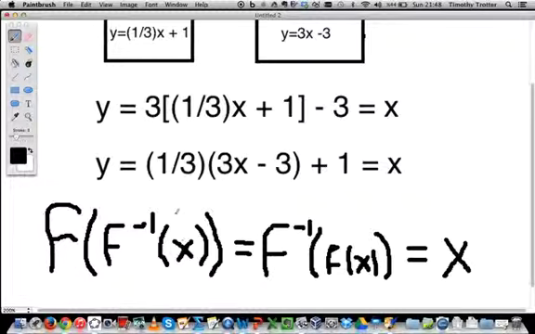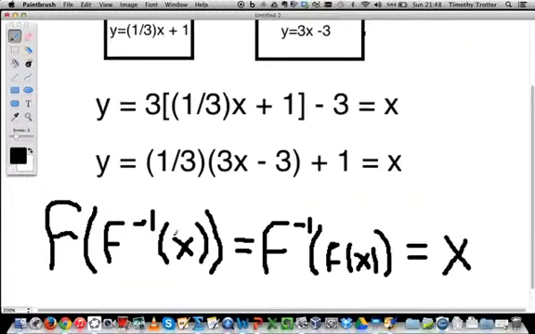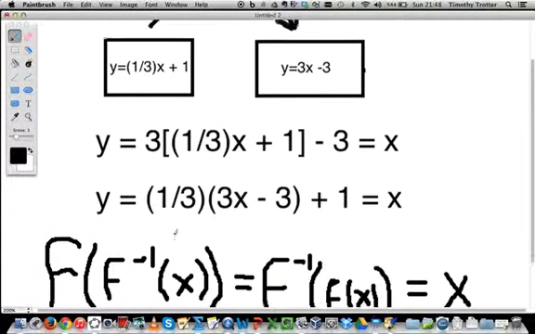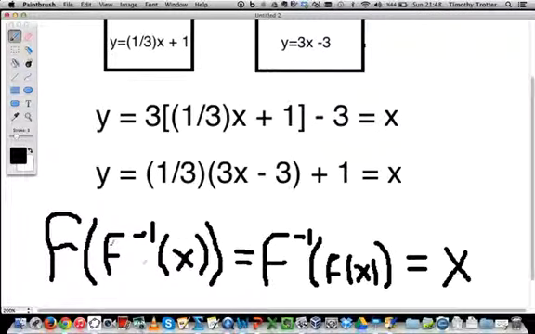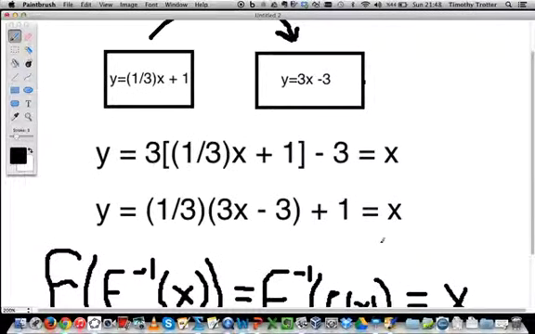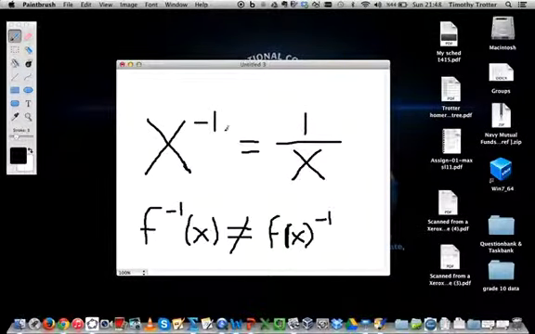Now the notation for inverse functions can get pretty awkward, even more so with my scribble, which makes it even worse. If we put the inverse function inside of the original function, or if we put the original function inside the inverse function, either way, if we get x, then those two functions are inverses. Now, the notation that was used there is pretty unfortunate, because we've seen this notation before, but it actually meant a very different thing.